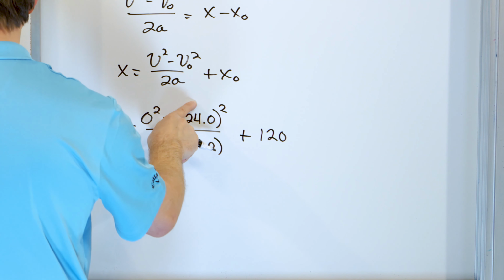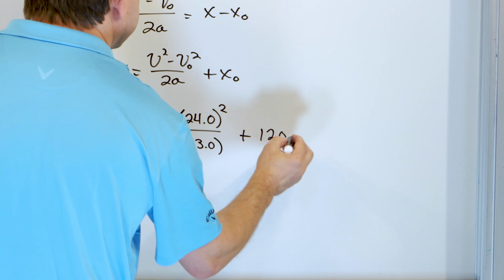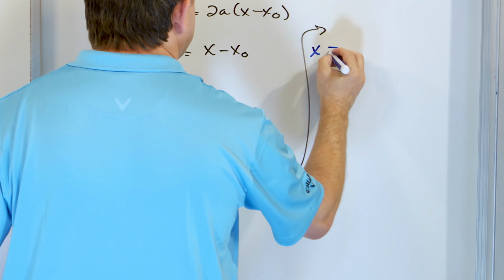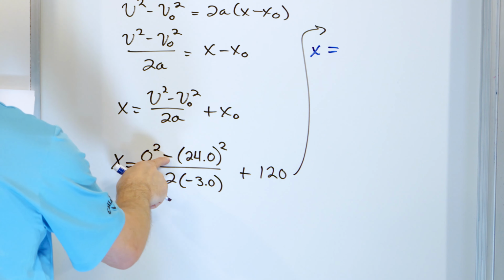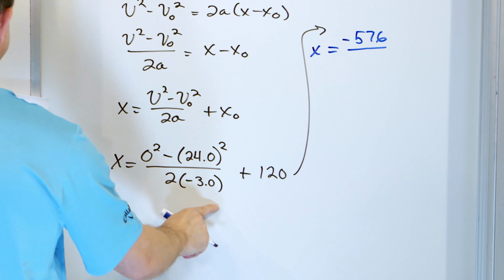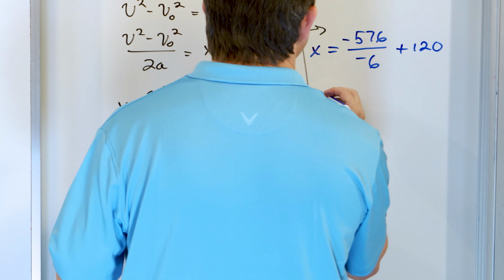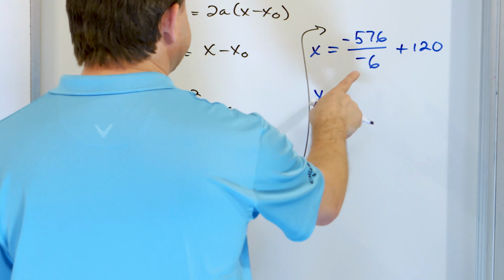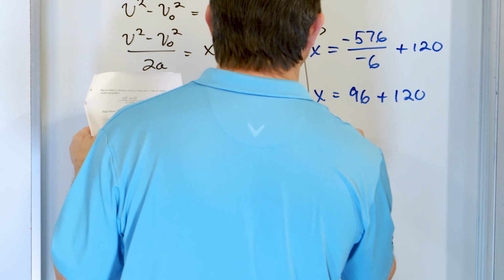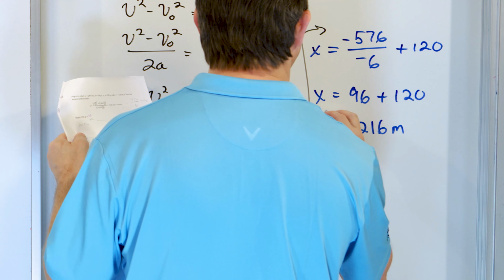So when I take 24 squared and put a negative sign in front of that, I get negative 576. On the denominator, you have negative 6 right here. And then we still have to add 120. Right? And so when I take negative 576 divided by negative 6, I get 96. And I'm going to add 120. And then finally, when I add these together, 96 and 120, I get 216 meters.